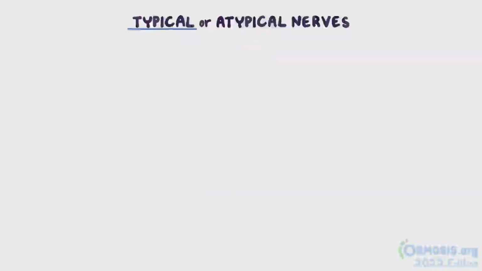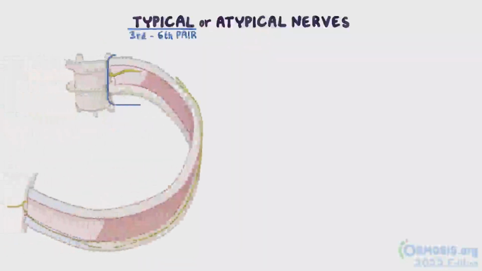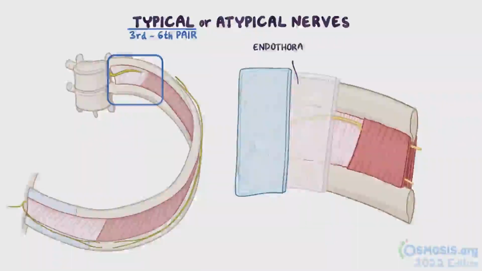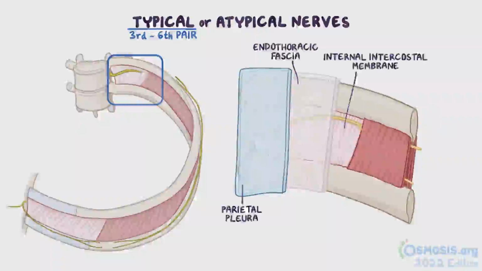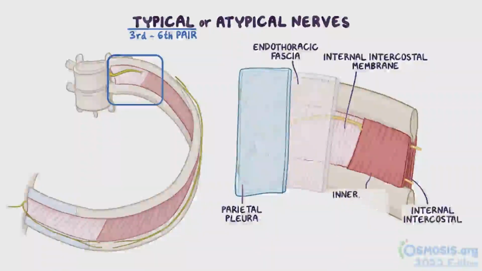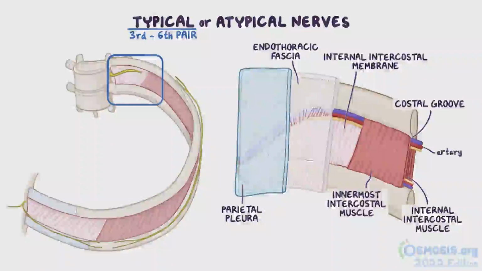Now, the intercostal nerves are either typical or atypical, and the typical ones are the 3rd through the 6th pair. These nerves enter the medial-most parts of the posterior intercostal spaces. Initially, they run with the endothoracic fascia just between the parietal pleura and the internal intercostal membrane. Near the angles of the ribs, these nerves pass between the internal intercostal and the innermost intercostal muscles. From here, they continue to course in or inferior to the costal grooves, running inferior to the intercostal arteries. Keep in mind that the arteries run inferior to the intercostal veins.